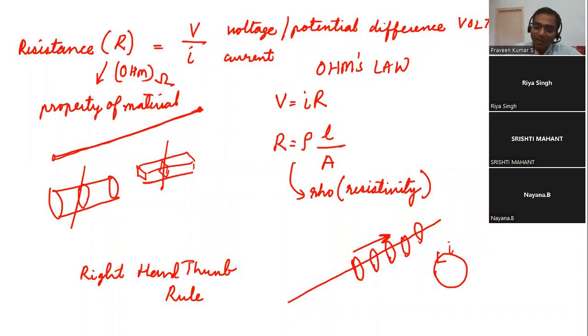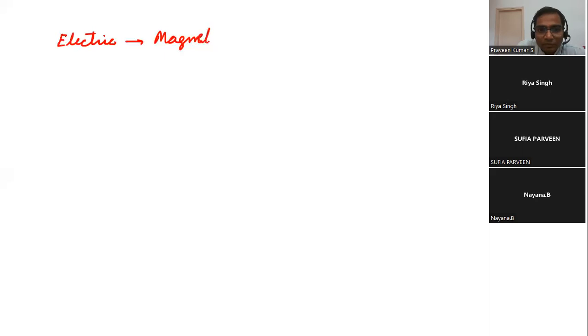Okay. The next important aspect, or maybe the last part of today's session, is that there is a connection between electric field, magnetic field, and motion. Like if you take a fan, have you ever wondered why the fan is always going around in one direction? Why not in the opposite direction? Any guess?